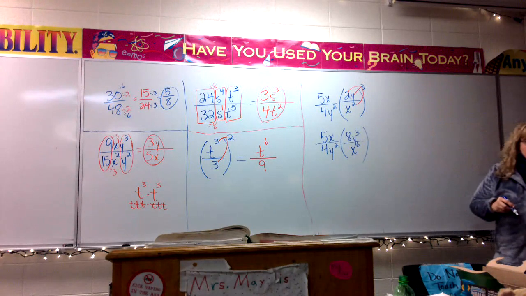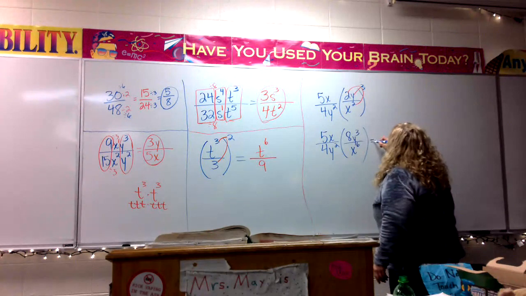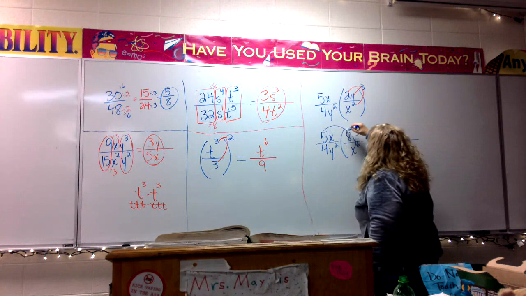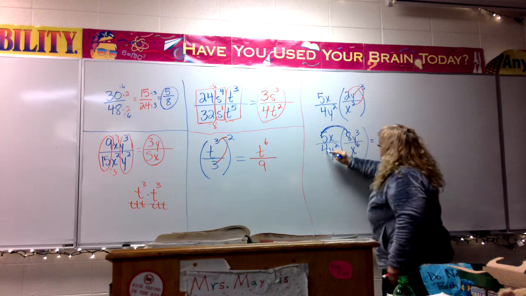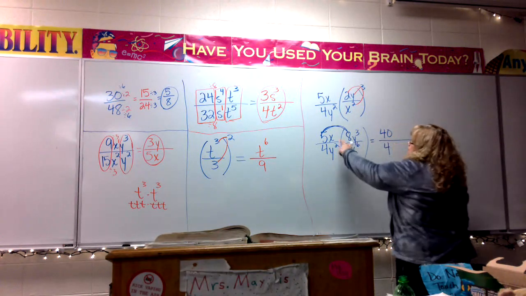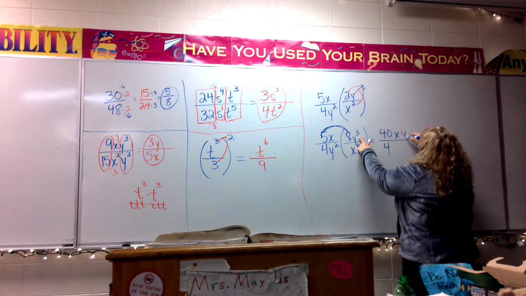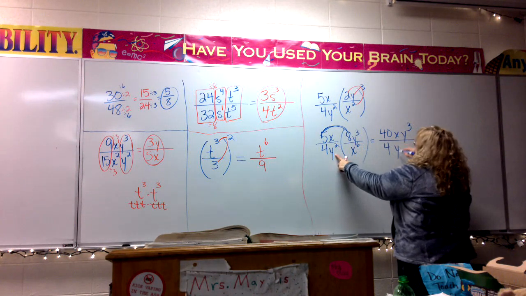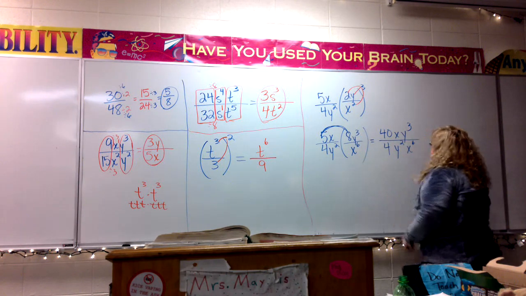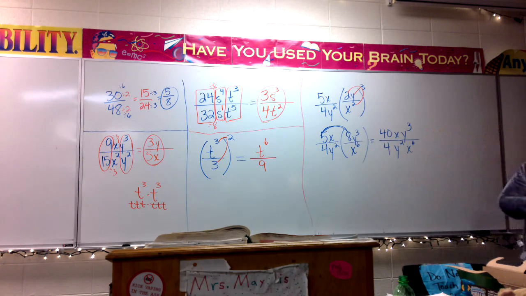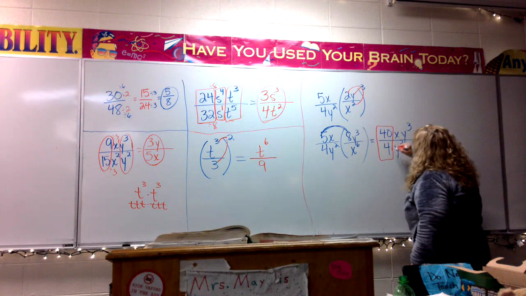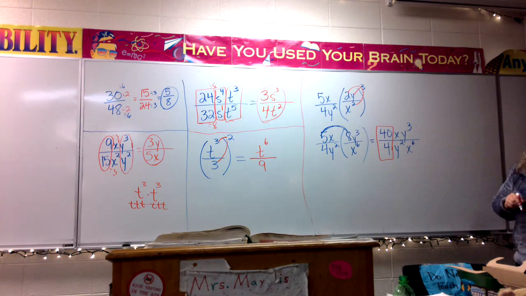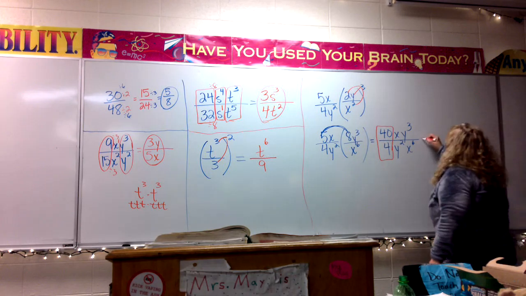Now what? Well, I think I would first, what's 5 times 8? 40. And on bottom I have a 4. Here I have an x and a y to the third. Here I have a y to the second and an x to the 6th. They're not in order, but oh well. Divided by 4. What is 40 over 4? 10. 40 over 4 is 10.